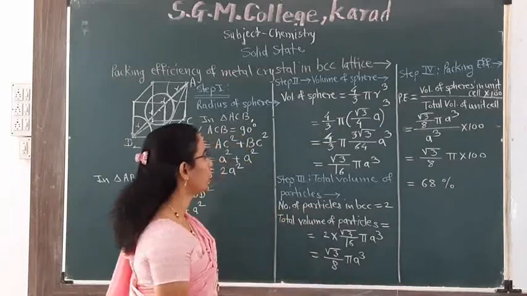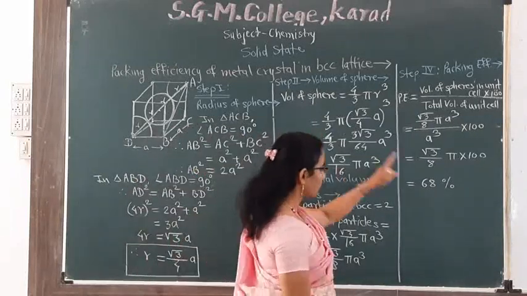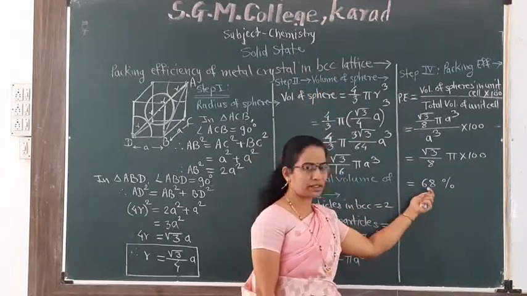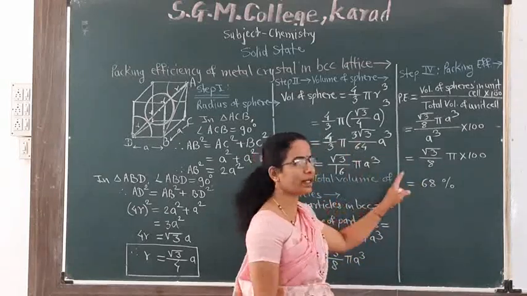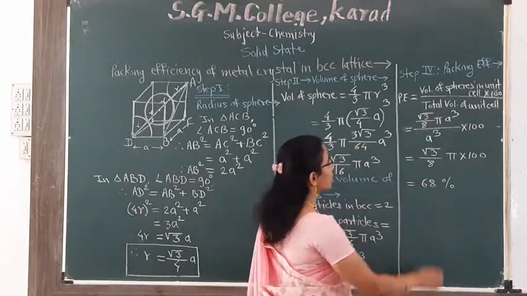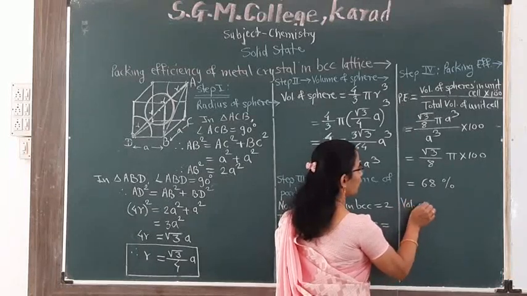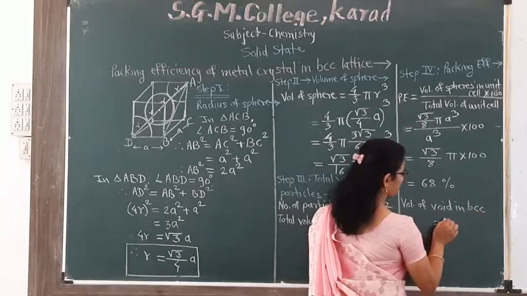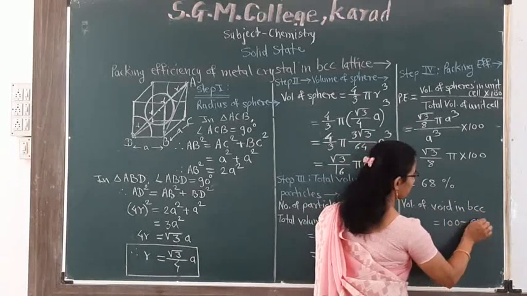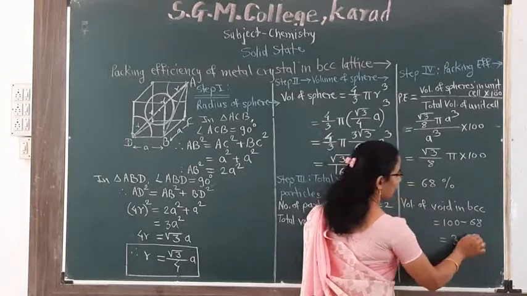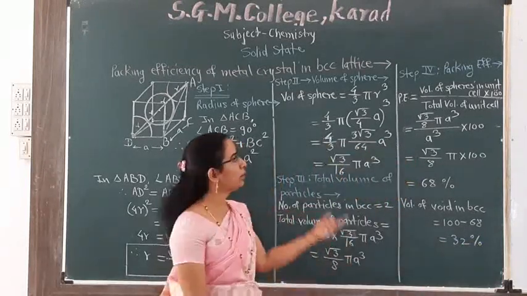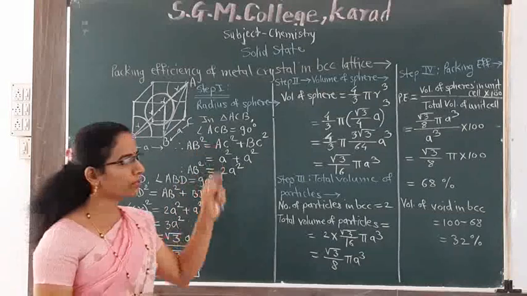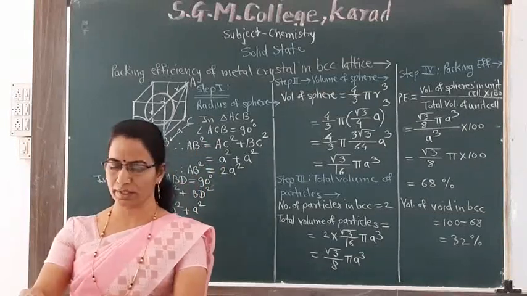So the total volume occupied by the particles in BCC lattice is only 68%. That is, the packing efficiency of body centered cubic lattice is 68%. So what will be the volume of voids in this unit cell? Obviously it will be 100 minus 68, that will be equal to 32%. Okay. In this manner, we have determined the packing efficiency in body centered unit cell.